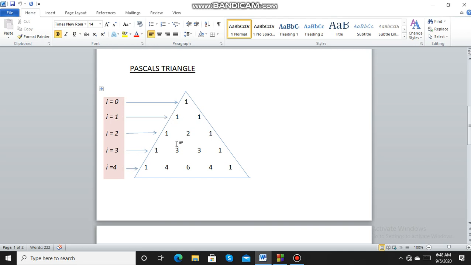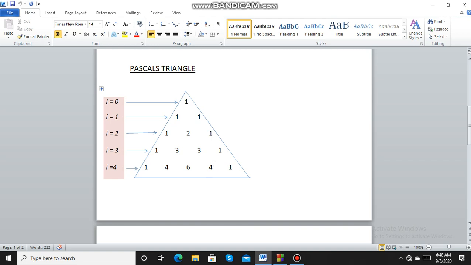In the third row, this 3 we get by adding the number just above that, that is 1 and 2. Similarly, this 3 also we get by adding the numbers 2 and 1. 4 is obtained by adding the numbers just above that, that is 1 and 3.